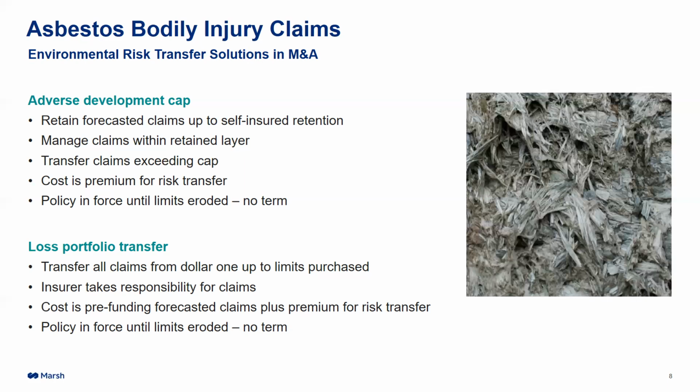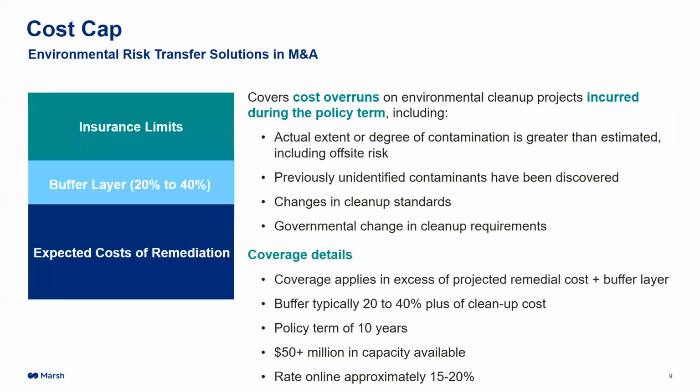Fundamentally, the difference between this product and the adverse development cap really comes into your costs, because you're going to be pre-funding essentially all of the existing and forecasted claims, as well as buying the premium for the overrun type of insurance in the limits above what is projected and forecasted. So again, two solutions, whether it's a cap or a full transfer, that can help you, number one, wrap your arms around the asbestos, and number two, protect your financials on your deal. So with that, I'm going to turn it over to Jim. He's going to talk about some actual similar solutions on more of the environmental remediation side.